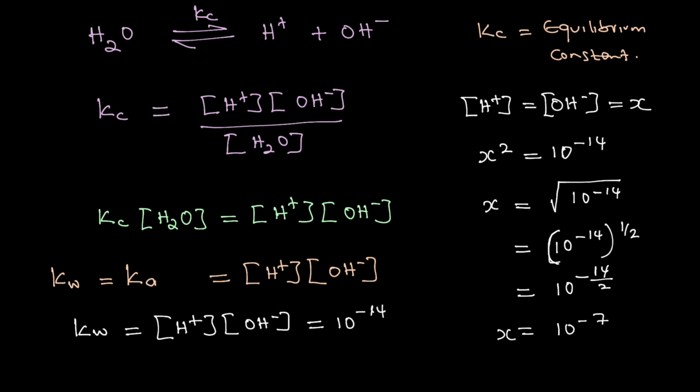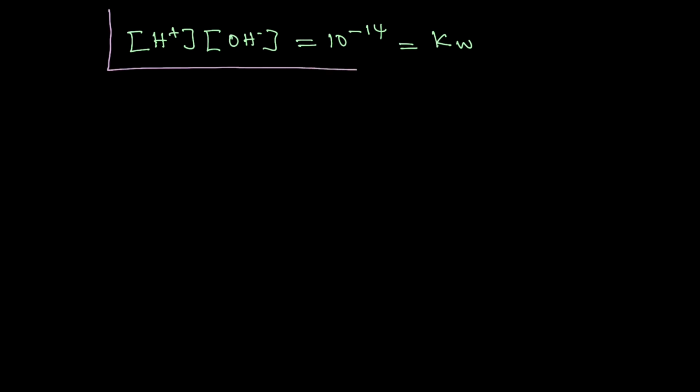What that meant is the concentration of H plus for water is 10 to the power minus 7, and the concentration of OH minus for the base in water is 10 to the power minus 7, and when you multiply them together, you get 10 to the power minus 14. Concentration of H plus times concentration of OH minus for water is 10 to the power minus 14, and we call that Kw. So this is the new equation that we need to remember.